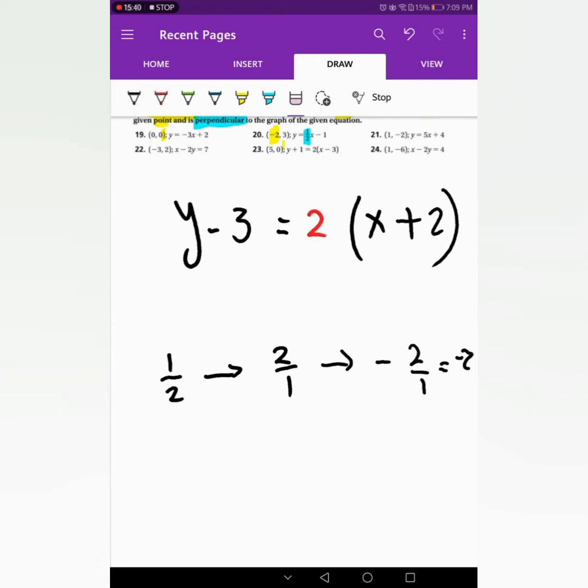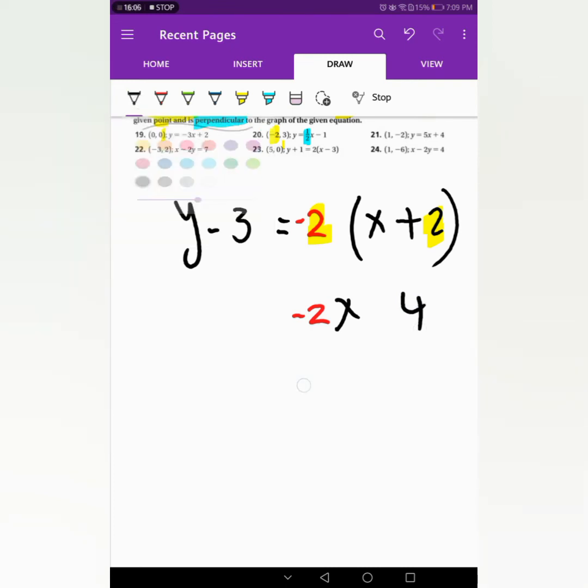Now break the parentheses. It is negative 2, yes? Don't miss that. It is negative 2. Now break the parentheses. It is negative 2x plus, no, it is not a plus. Be careful. 2 multiply 2, my dear student, it is 4. And negative multiply positive, it is negative. And this equals y negative 3.